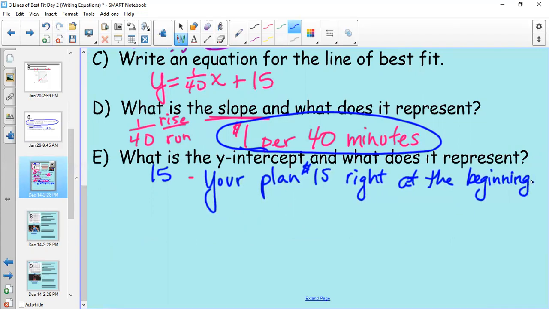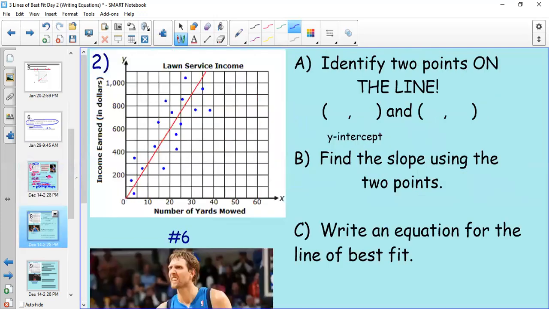All right, we're going to go on to example 2 here. All right, always look at the title first. So this one is about lawn service and the amount of money that they bring in. Okay, so our x-axis is our yards mowed and our y-axis is the amount of money that they bring in.